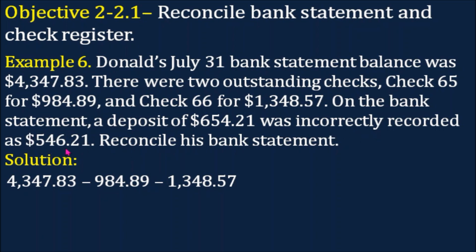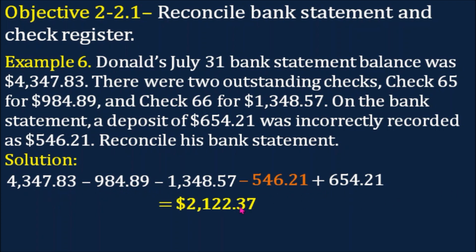So this is the error here. $546.21, so that was a deposit. So to remove this error, we are going to subtract this amount, $546.21. And then after that, we enter the correct amount. So we add $654.21. Now performing the operations here, our answer is $2,122.37.